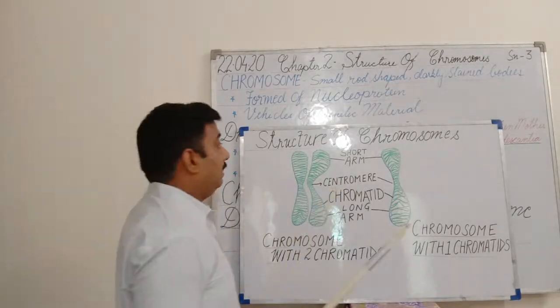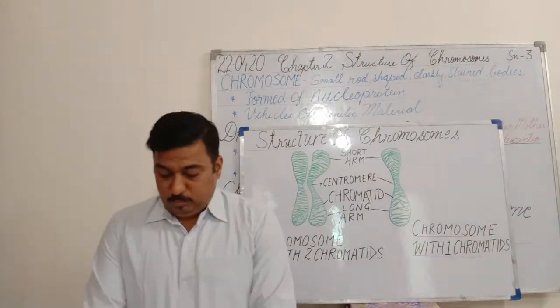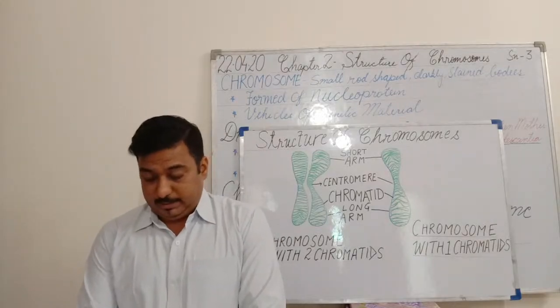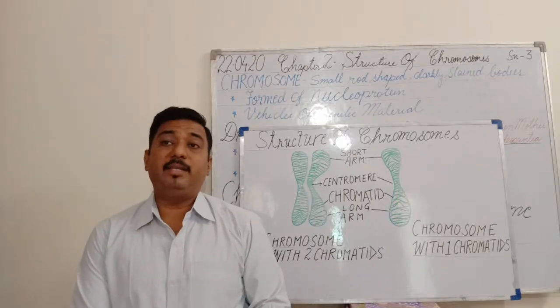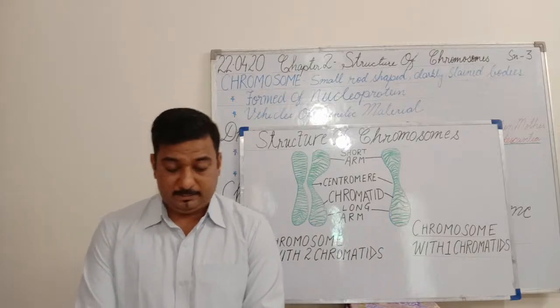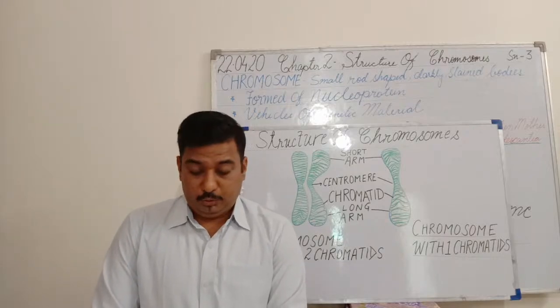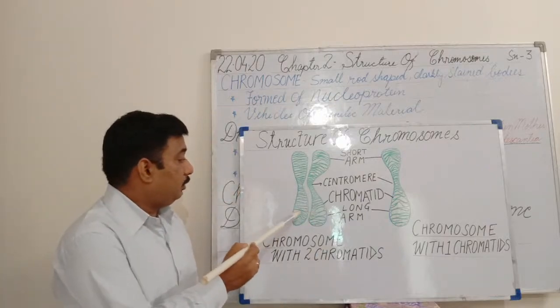We can see here the basic structure of a chromosome. Each chromosome appears in its condensed form during the start of cell division. When cell division starts, the chromosomes become condensed. It consists of two chromatids. You can see here the two chromatids.